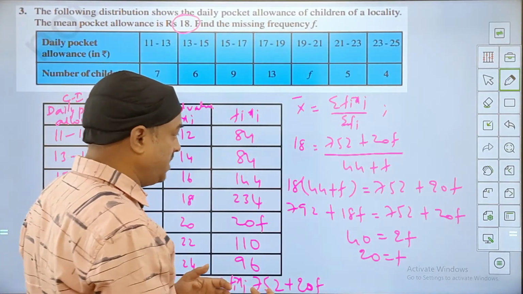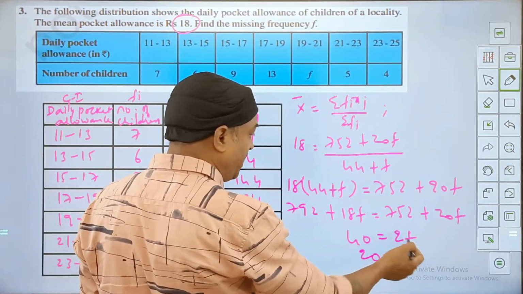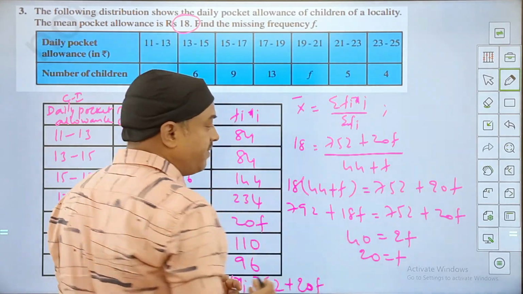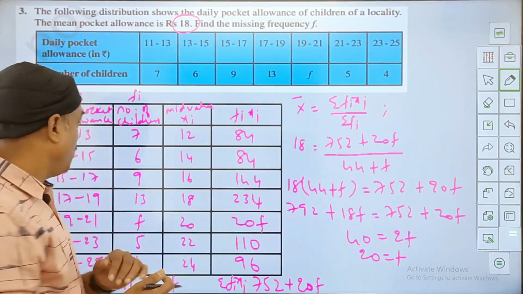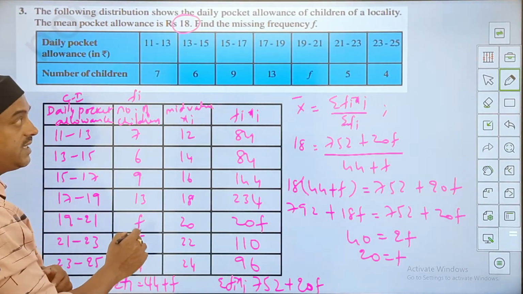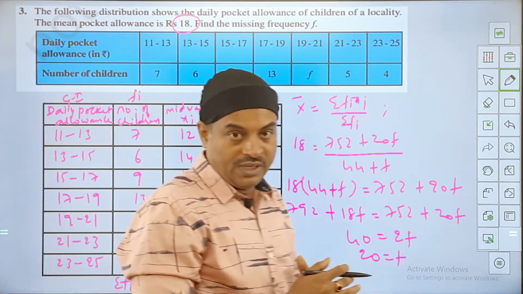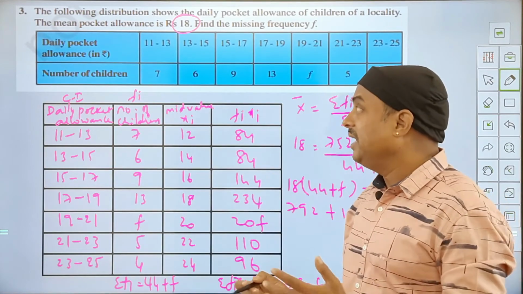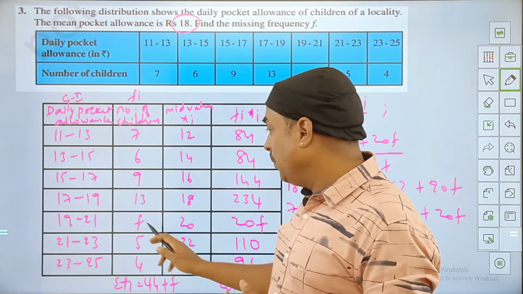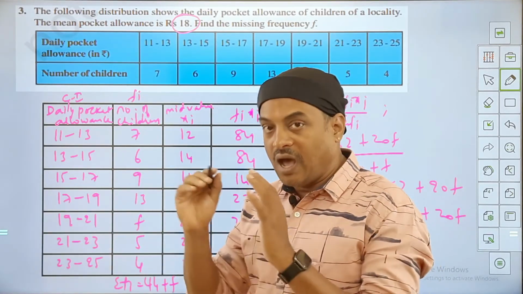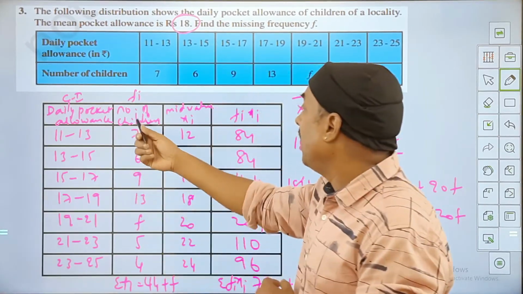Let me cross check once. 18F minus 20F will be 2F, and 792 minus 752 is 40. So definitely F is equal to 20. So what is the frequency value here? I got it as 20 as the answer. So this is the conclusion, and what you can write here as the final conclusion: the daily pocket allowance between 19 and 21 is 20 children.